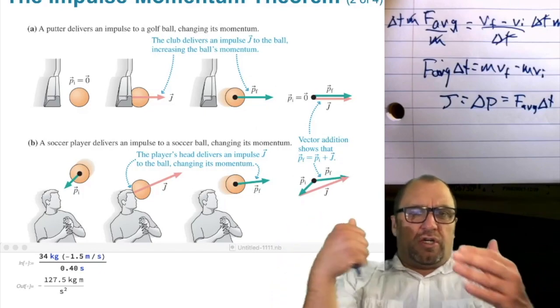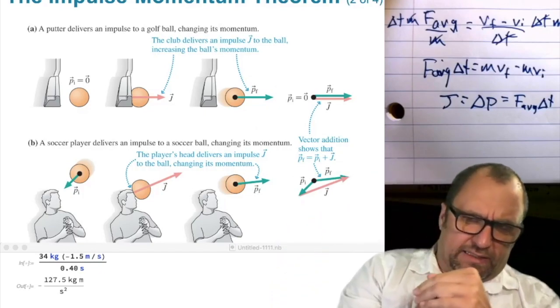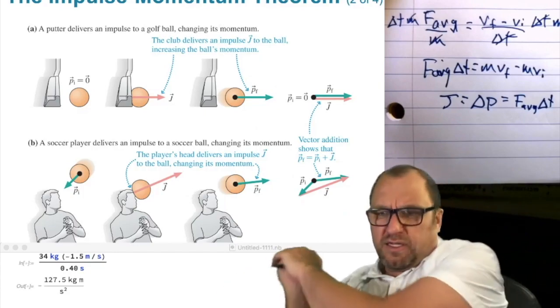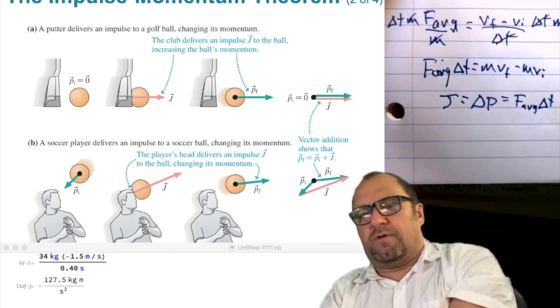A putter delivers an impulse to the golf ball, changing its momentum. Yes, Tiger Woods steps up to the plate, gives it a big whack. Okay, maybe that's a baseball.